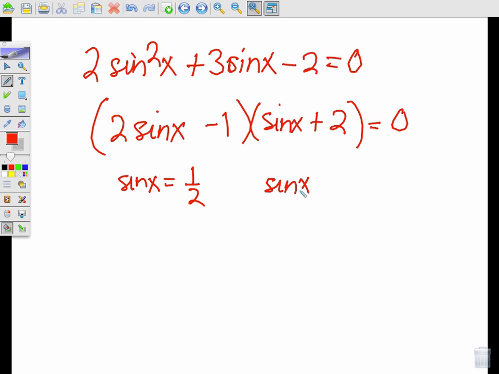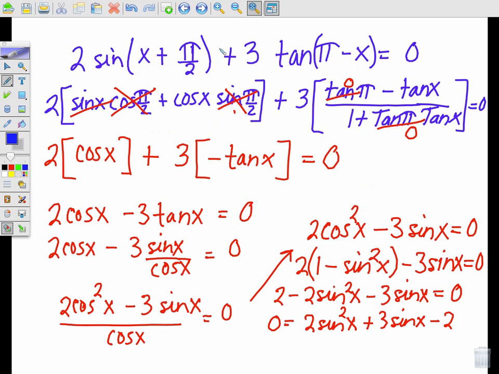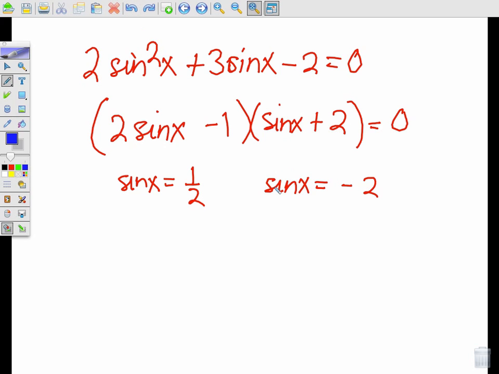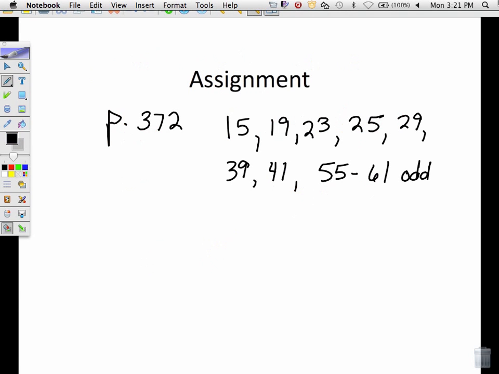So when does sine x equal 1/2, and when does sine x equal -2? That's what we're asking ourselves. Well, sine x cannot equal -2. That comes back from the value of sine only going from -1 to +1. So this part's no solution. So when is sine equal to 1/2? Well, that happens in quadrant 1, pi/6, and quadrant 2, 5/6 pi. So those are the solutions.